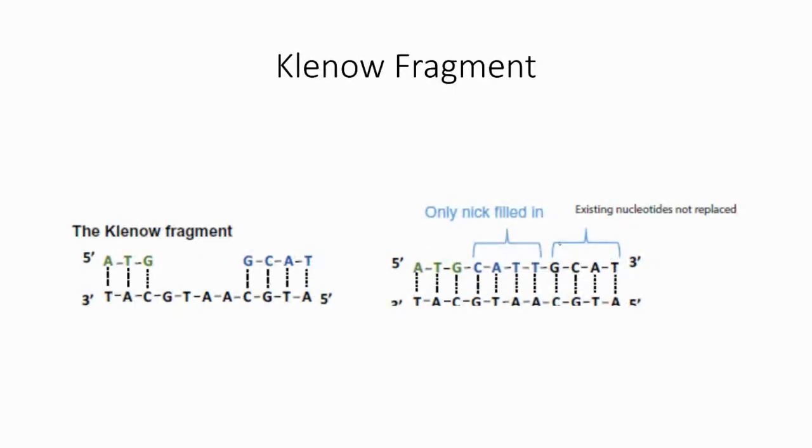And the Klenow fragment is basically a part of DNA polymerase I, and it only has the synthesis function. So they don't have the 5' to 3' exonuclease activity. Therefore, with Klenow-based replication, you can only fill in the missing nucleotide. You cannot replace the old nucleotide.